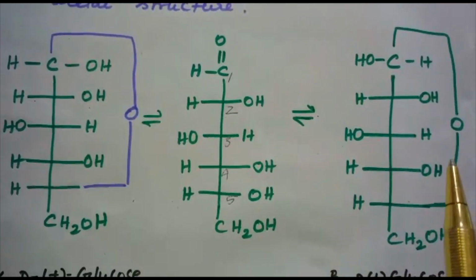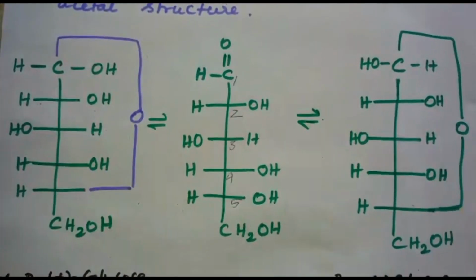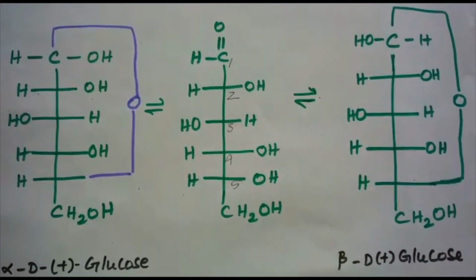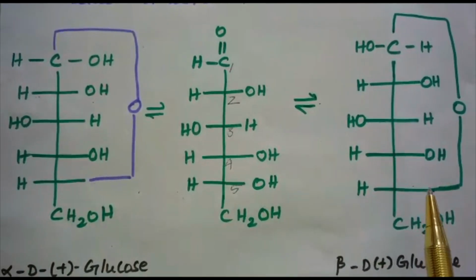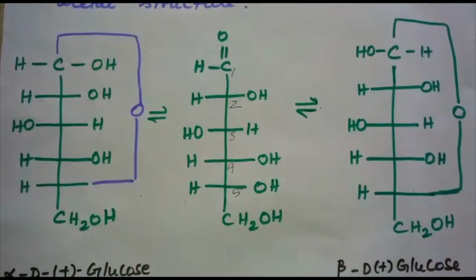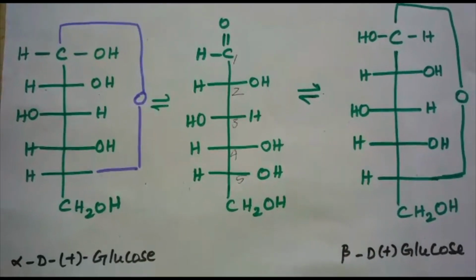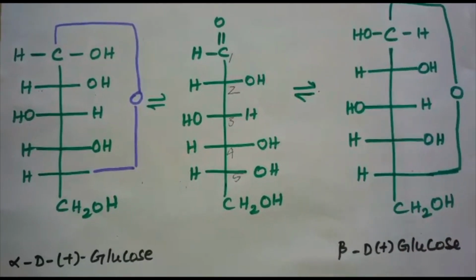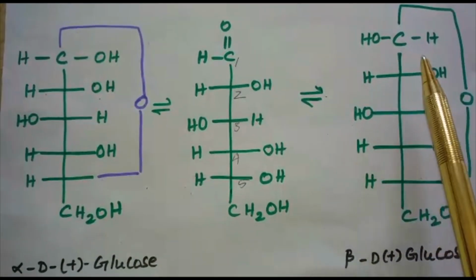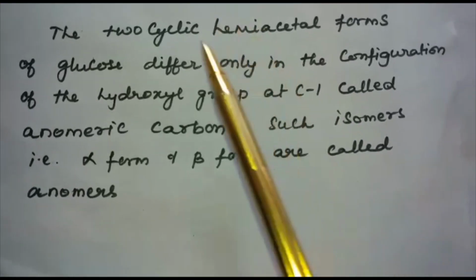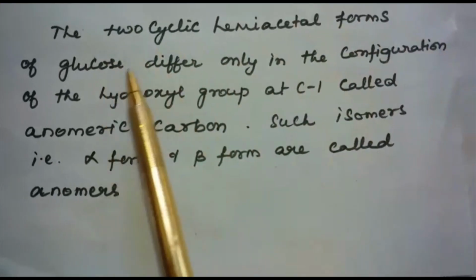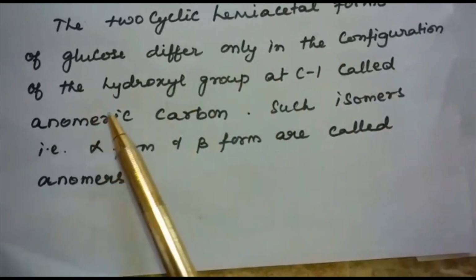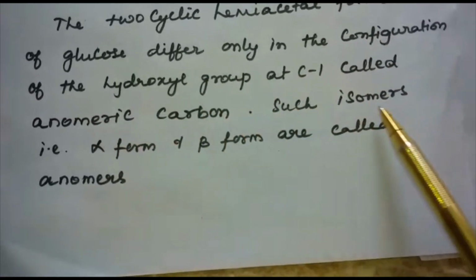This explains the absence of the CHO group and also the existence of glucose in two forms, which you can see over here. The two cyclic forms exist in equilibrium with the open chain structure. This is the alpha form of glucose and this is the beta form of glucose. The difference here you can see. The two cyclic hemiacetal forms of glucose differ only in the configuration of the hydroxyl group at C1, called the anomeric carbon. Such isomers, alpha and beta forms, are called anomers.